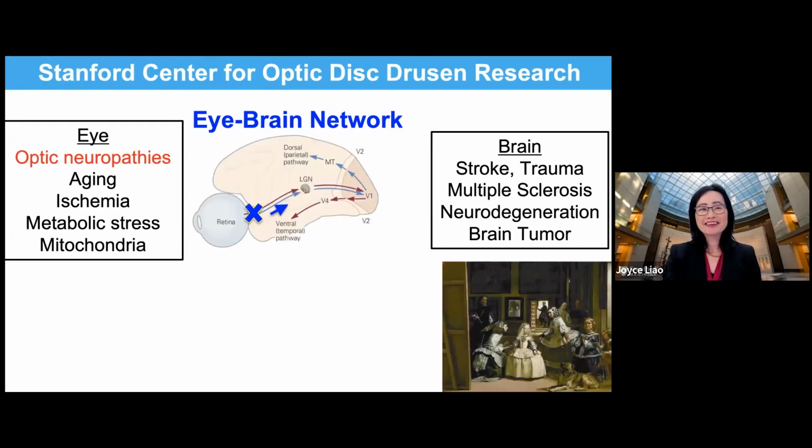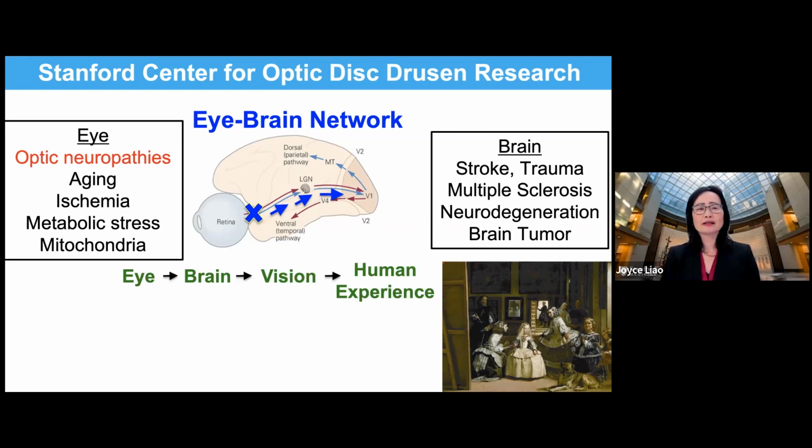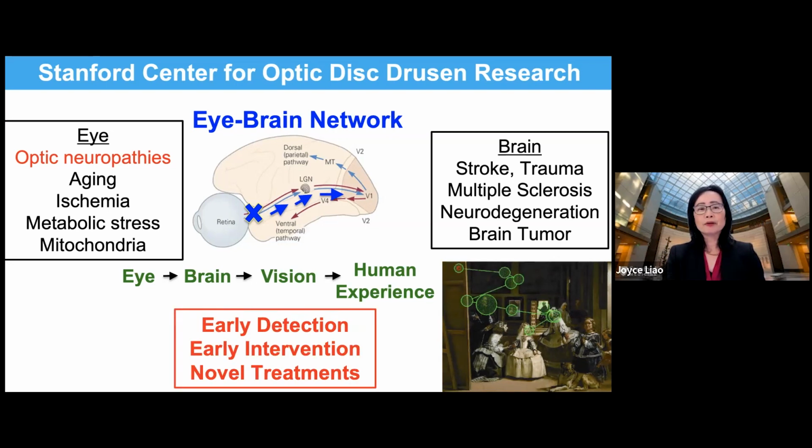So to put it together, we are inspired to study the eye-brain network. Our focus is on optic neuropathies and how it impacts the eye as well as the brain, and how, as a result of disease, the visual disturbances and visual dysfunction could occur in patients. And so our goal is to look at our ability to detect and to intervene using novel treatment in order to prevent irreversible vision loss due to optic nerve diseases.